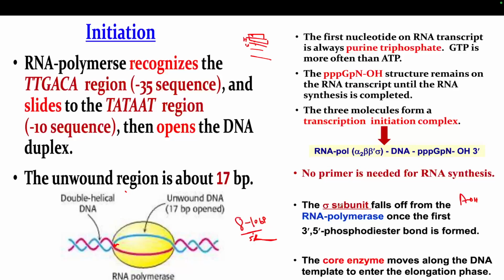So it is called the ternary complex or the transcription initiation complex. The first nucleotide for RNA synthesis will always be a purine triphosphate. It can be GTP or ATP. The first nucleotide will have a triphosphate, and the remaining will have only a single phosphate. It has the 3' OH group, which will occupy the next nucleotide.